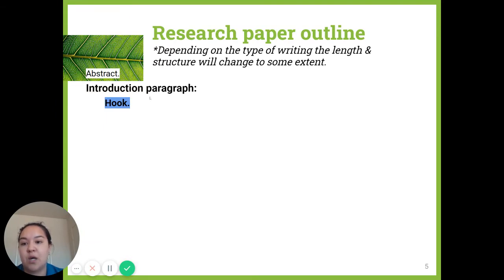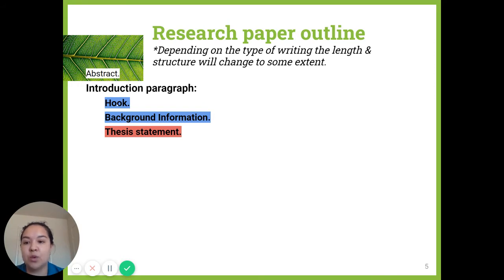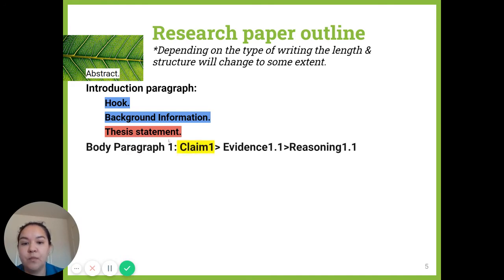So introduction paragraph includes hook sentence, background information sentences, and 1 or 2 sentences that would state your thesis statement. This is a set order of those sentences. You cannot start your introduction with a thesis statement. Okay, that would be incorrect. Instead, your thesis statement would be always at the end of your paragraph. Okay, that is a preferable order.